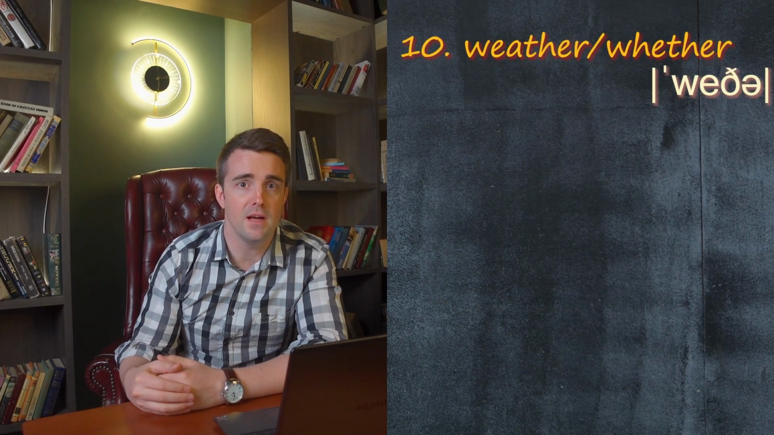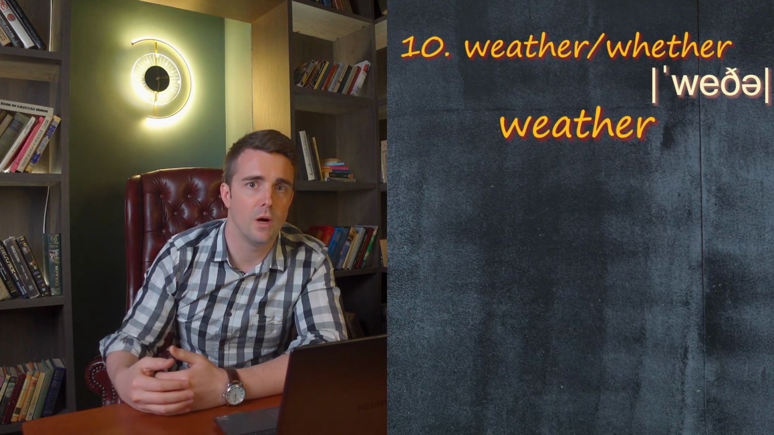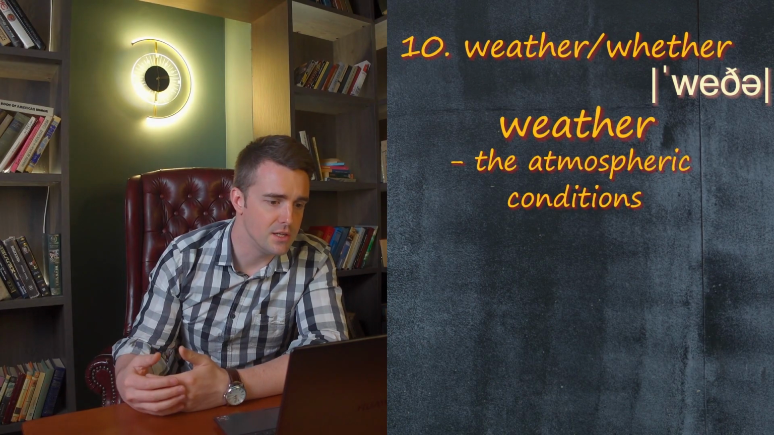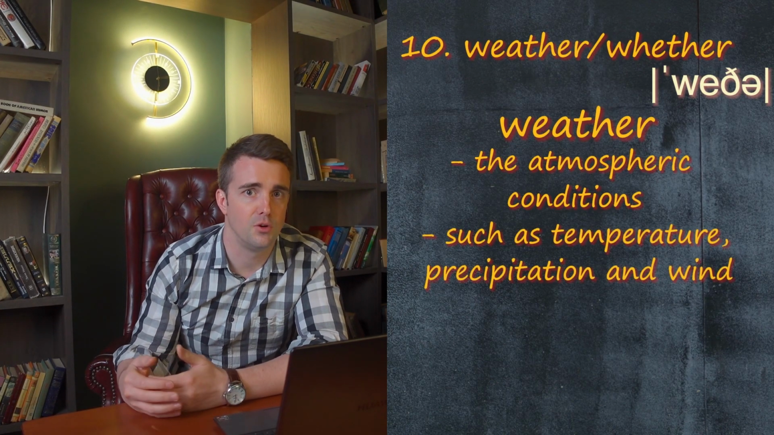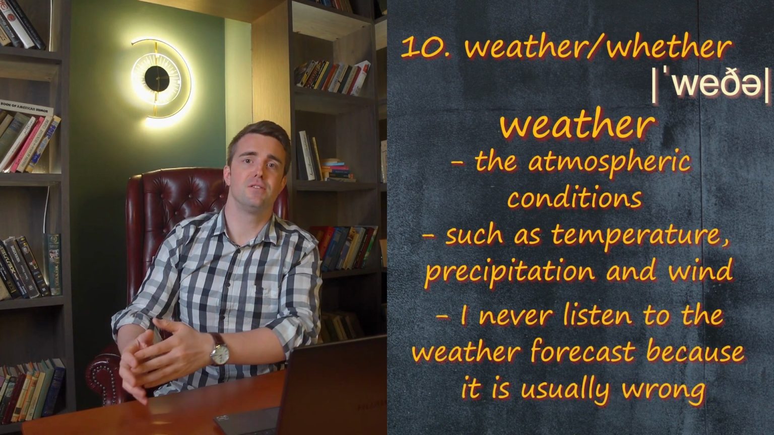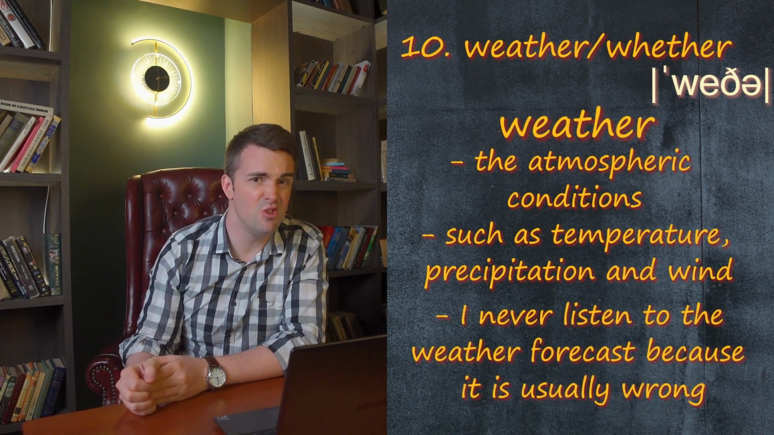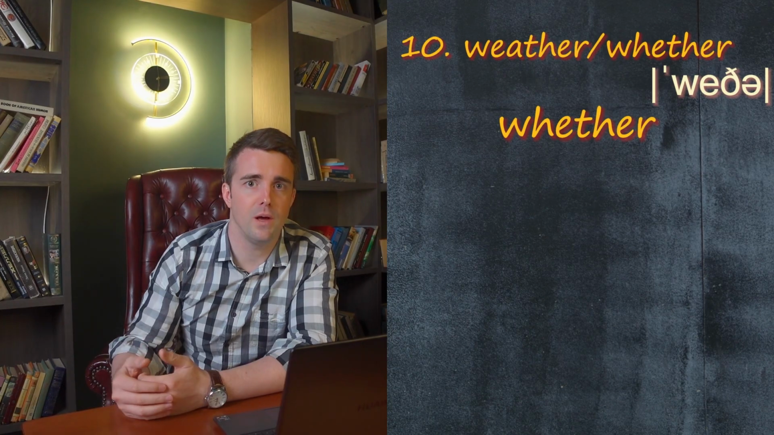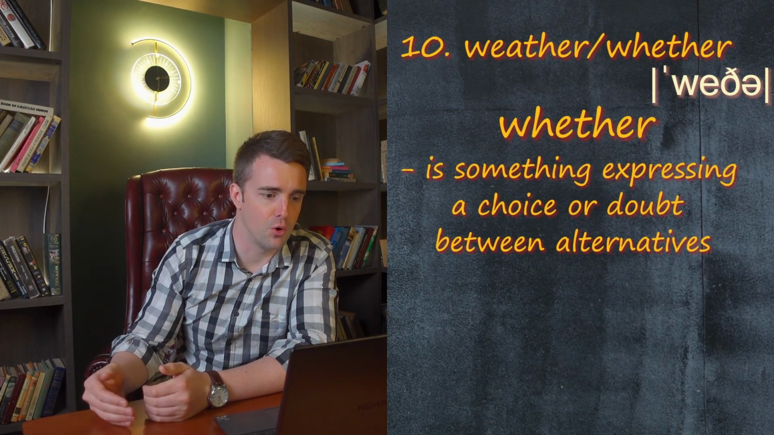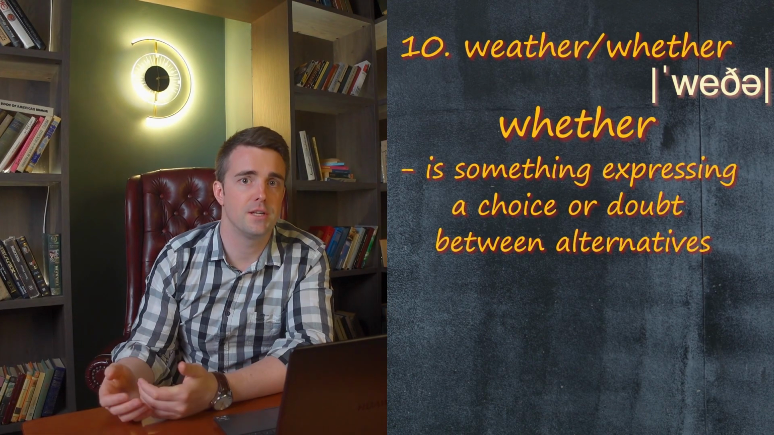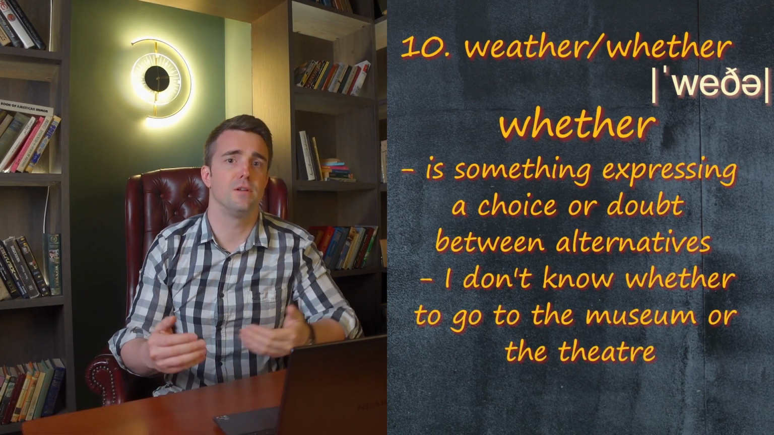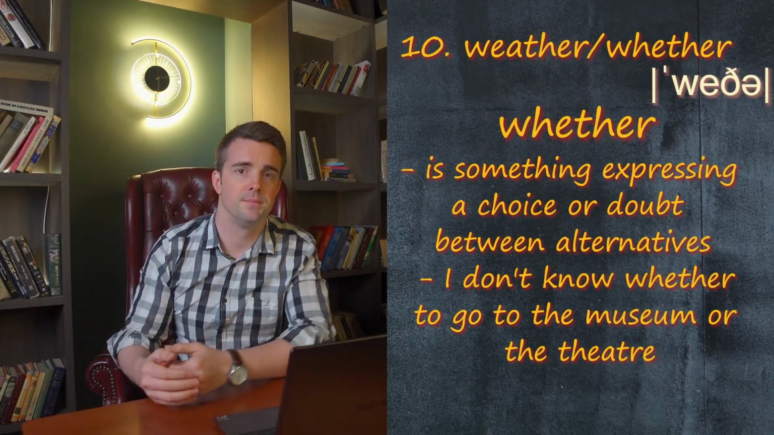Then we have weather and whether. Well, weather is the atmospheric conditions such as temperature, precipitation and wind. For example, I never listen to the weather forecast because it is usually wrong. And whether is something expressing a choice or doubt between alternatives. For example, I don't know whether to go to the museum or the theatre.